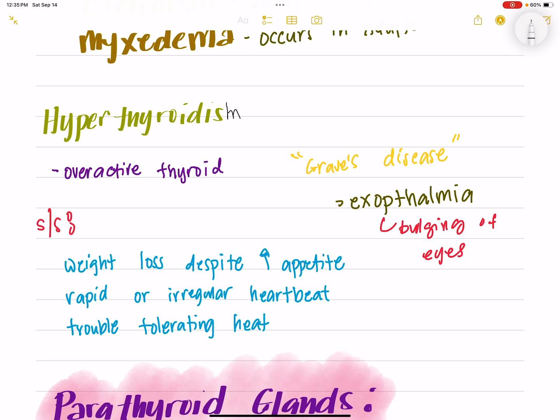So, in hyperthyroidism, the associated disease is Graves' disease. Right? In hypo it is Hashimoto disease, while in hyperthyroidism it is Graves' disease. Graves' disease is an autoimmune disease that causes hyperthyroidism. It occurs when the immune system produces abnormal proteins that are similar in structure and function to thyroid stimulating hormone, overstimulating the thyroid gland. In Graves' disease, there is exophthalmia, meaning bulging of the eyes in patients with hyperthyroidism. Okay, exophthalmia, bulging of eyes.